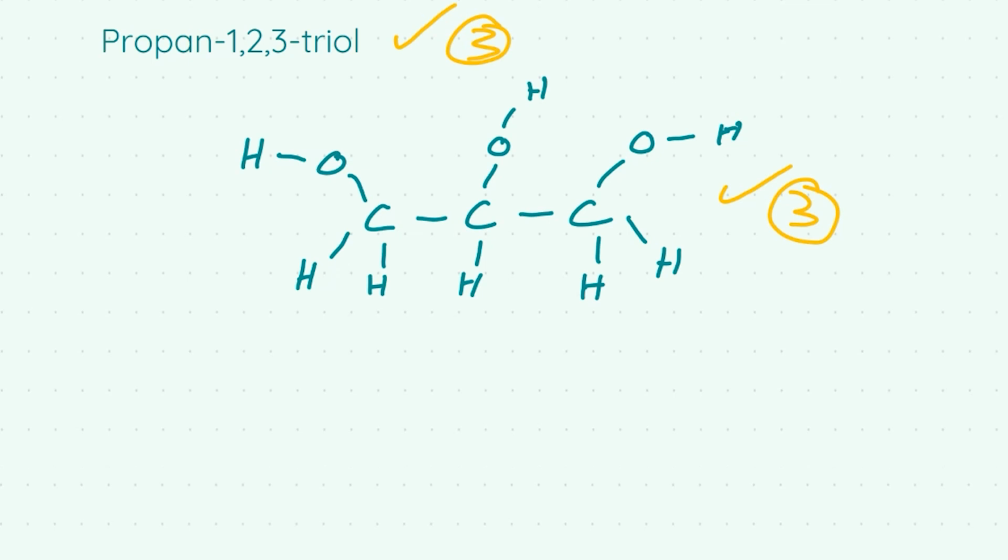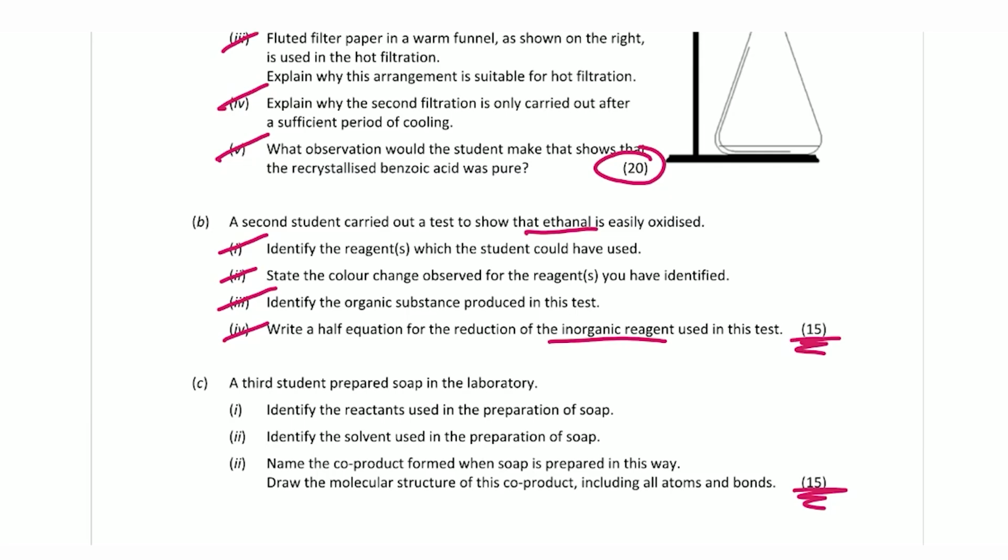We'll go back to the full question and see where we're at and tick off what we've done. So now we've just finished part C. So we've identified the reactants used in the preparation of soap. We identified the solvent used in the preparation of soap, and then it's mislabeled here, it says II, but it's actually part 3. We showed the molecular formula, the molecular structure, with all the bonds and all the atoms included, and we named the substance. So that's our full 15 marks for this question, and that's the end of this organic question.